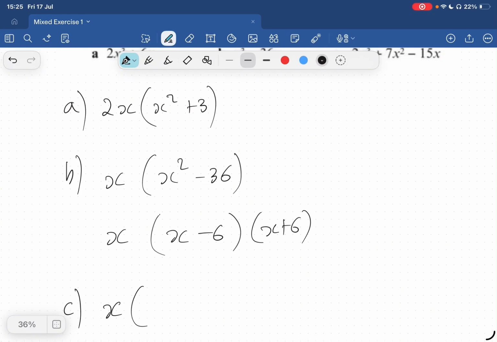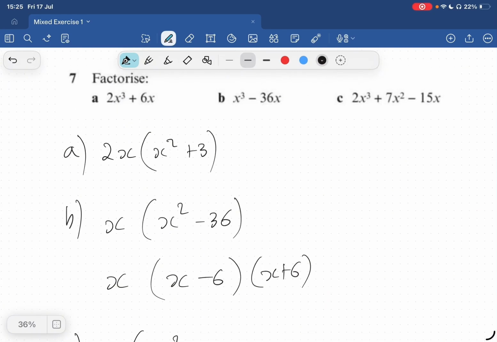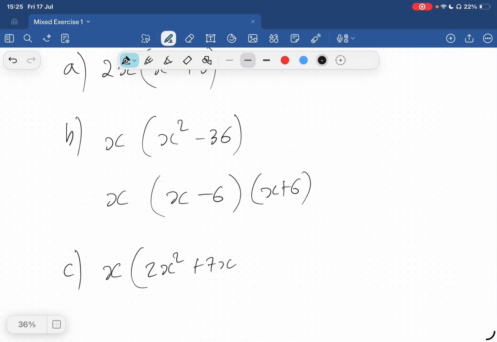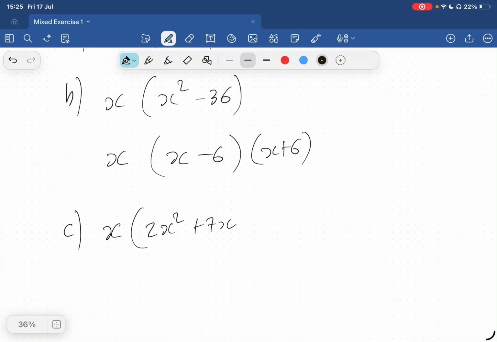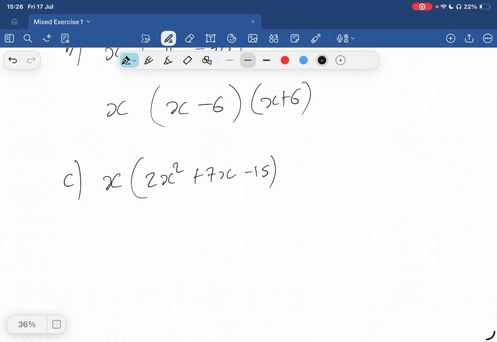We're left with 2x squared plus 7x minus 15. Okay, now we've got a quadratic equation. Okay, and what have we got? 2 times minus 15, so we've got minus 30. We need to find two numbers that times together to make minus 30, but add together to equal 7, and I've got 10 and negative 3.